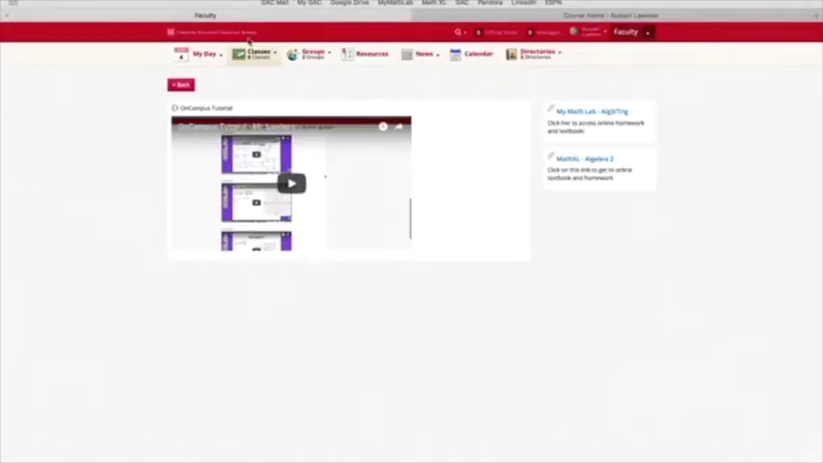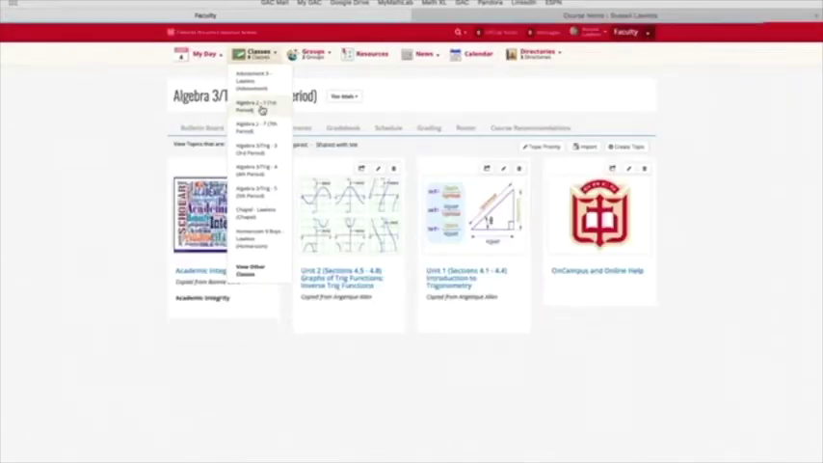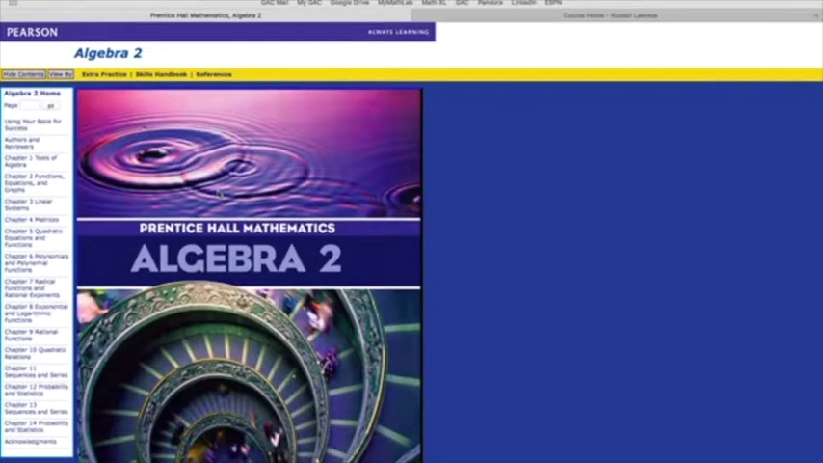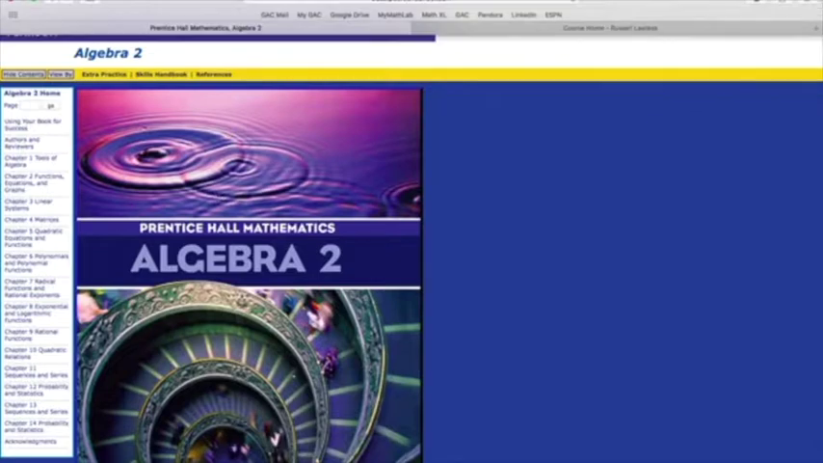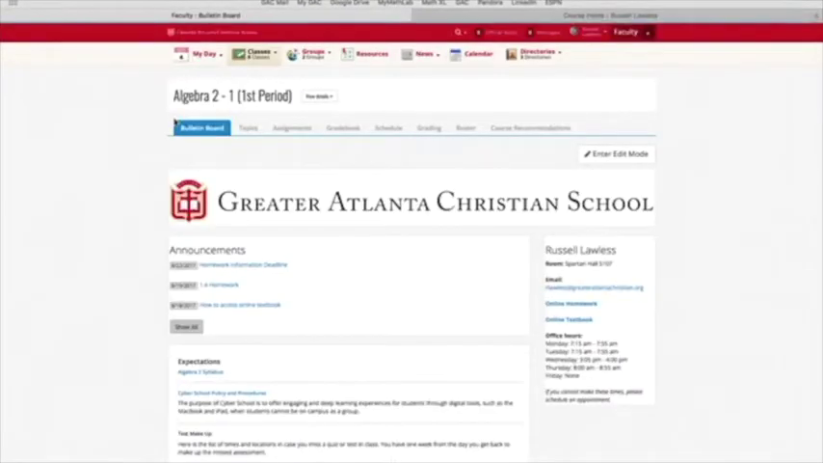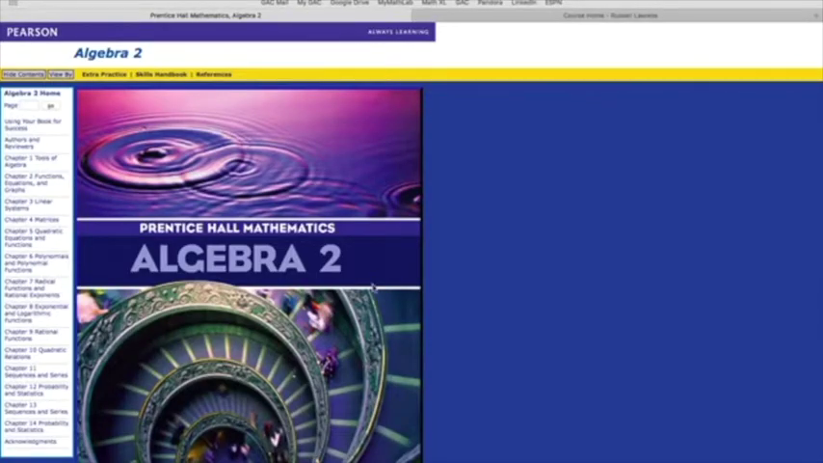So what we're going to do is, if you go to your algebra class, starting at your bulletin board, you can click right here for the online homework or here for the online textbook, and that'll pop you up. This is our online textbook that we use for Algebra 2. And if you're looking for online homework, that's going to be our Math Excel. You'll notice that this Algebra 2 book is a little bit different than the Algebra 2 book that we use for Math Excel, and I'm going to explain why in a little bit.